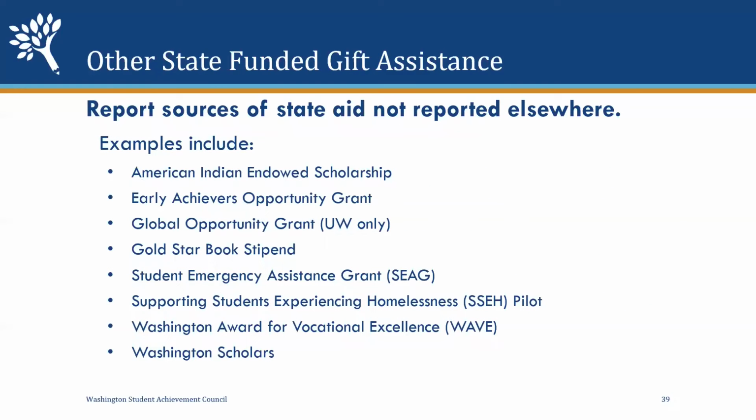For other state funded gift assistance, this category is where you would put those state funds that don't really fit in the other categories. And we've listed some examples here: the American Indian Endowed Scholarship, Gold Star Book Stipend, Washington Scholars, or the WAVE. Currently, that may change down the road with the reinstitution of it, but these are just examples of those that would fit under other state funded gifts.